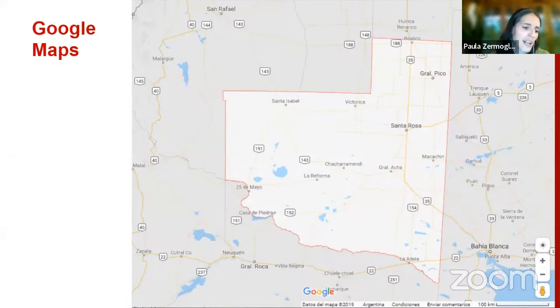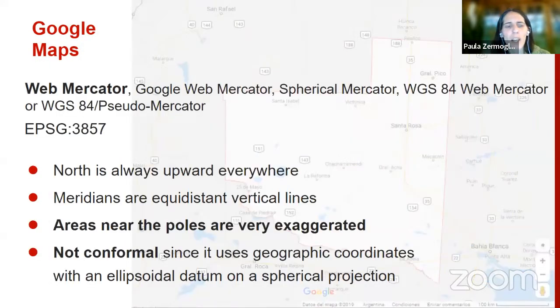So, okay, you might be thinking, well, I actually never use paper maps anymore. Well, you might need them at some point, but let's go to Google Maps, which is something that we use probably daily. Google Maps in particular uses Web Mercator, and for Google Maps, north is always up. Meridians are equidistant vertical lines. And as it uses Web Mercator, areas near the poles are very exaggerated.